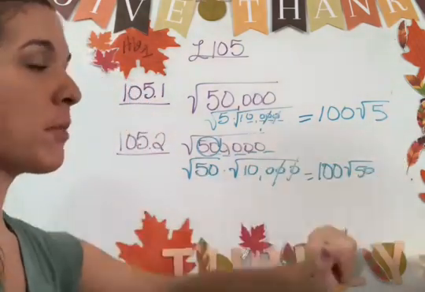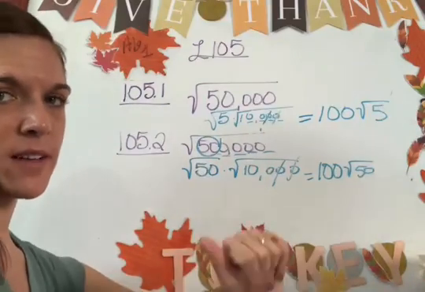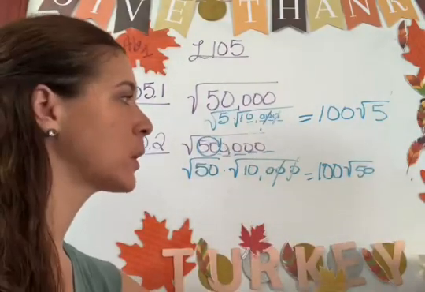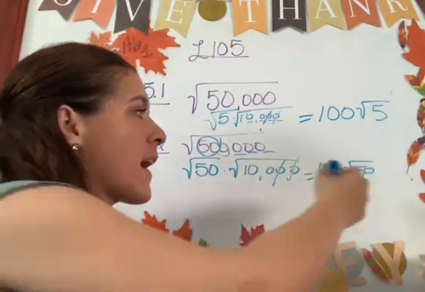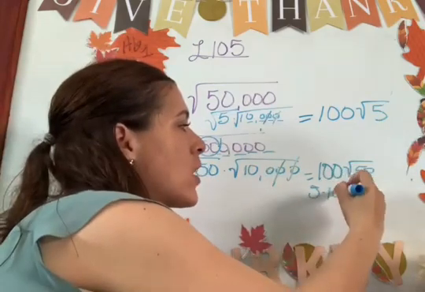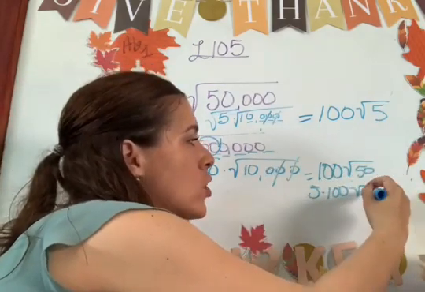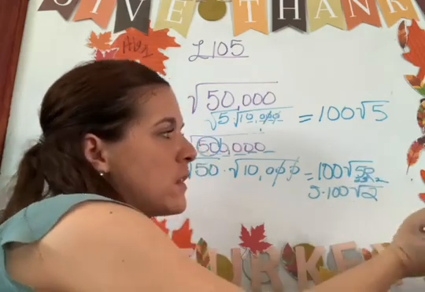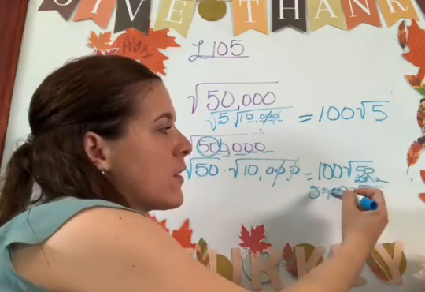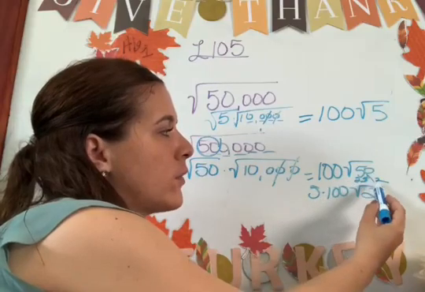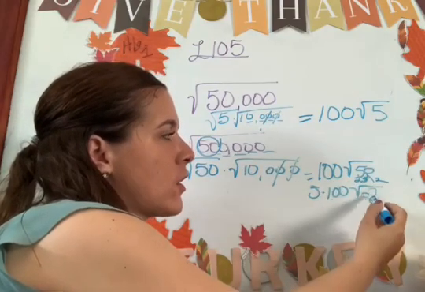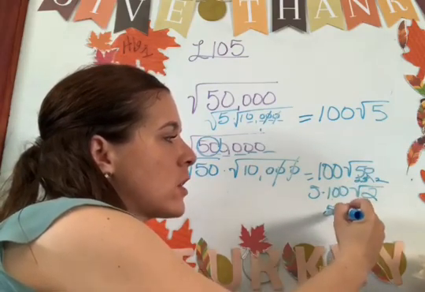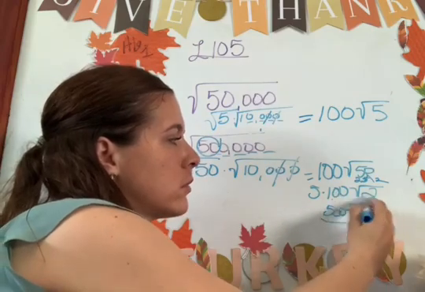But we can do something with that 50, right? We can take out 25 because 25 is a perfect square. So the square root of 25 is 5. So now we have 5 times 100 times the square root of 2, right? Because 25 times 2 is 50. Take the square root of 25, it's 5. Take the square root of 10,000, it's 100, and then you're left with just 2 on the inside, so it's 500 square root 2, okay?